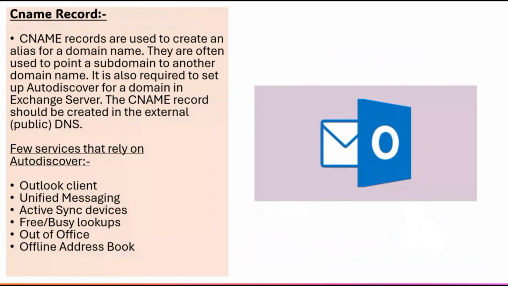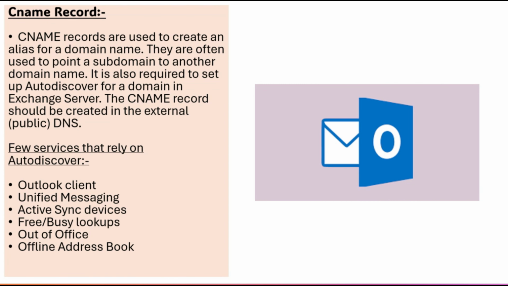And if we talk about the CNAME record, these are used to create an alias for a domain name and are often used to point a subdomain to another domain name. These are also required to set up autodiscover for a domain in Exchange server and should be created in the external DNS zone. There are a few services that rely on autodiscover, and one of them is the Outlook client.